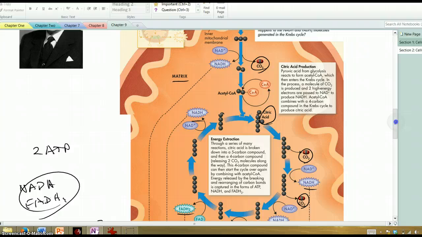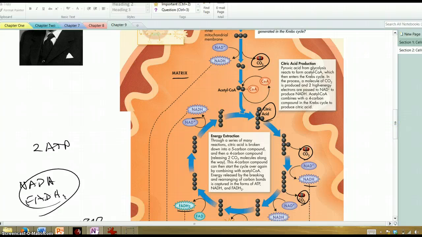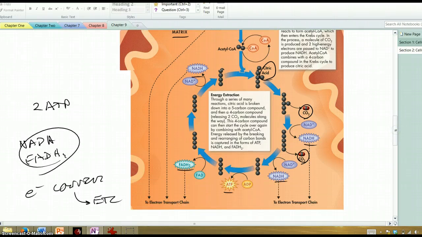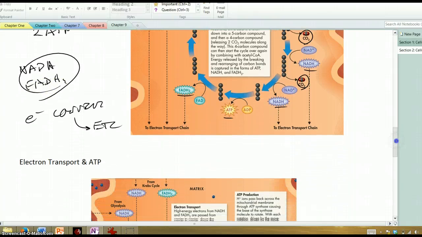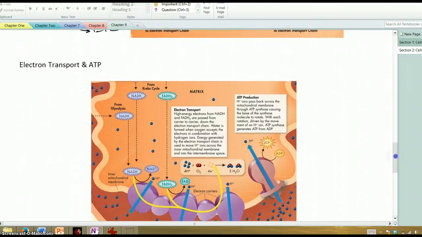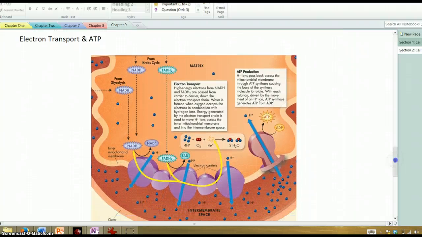All right, so we've completed the breakdown of the original molecule. We've produced the CO2s, one of the waste products of cellular respiration. We've produced a little bit of ATP here, but a lot of the energy has basically been transferred to these electron carriers. So now in the electron transport chain, this is happening on the inner membrane of the mitochondrion.